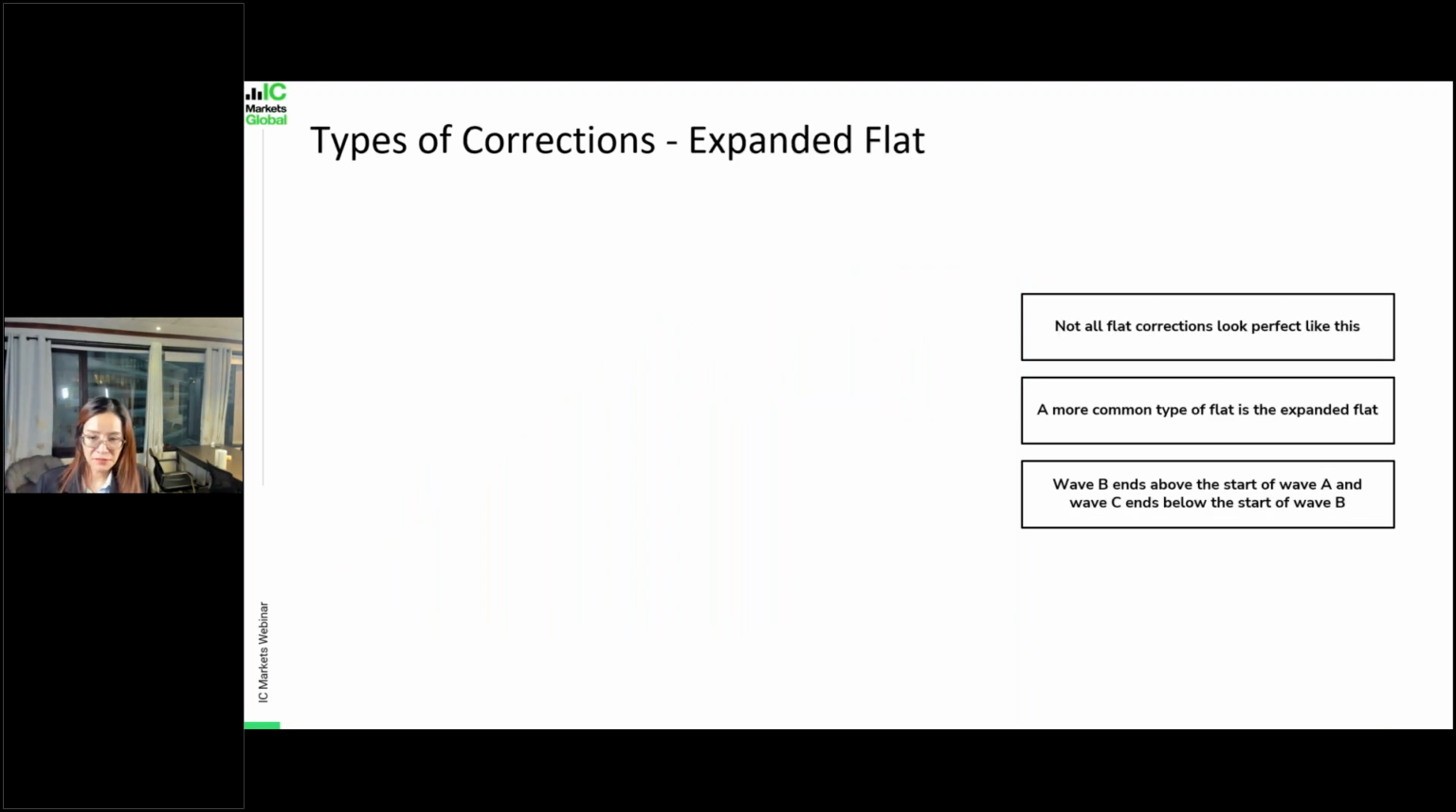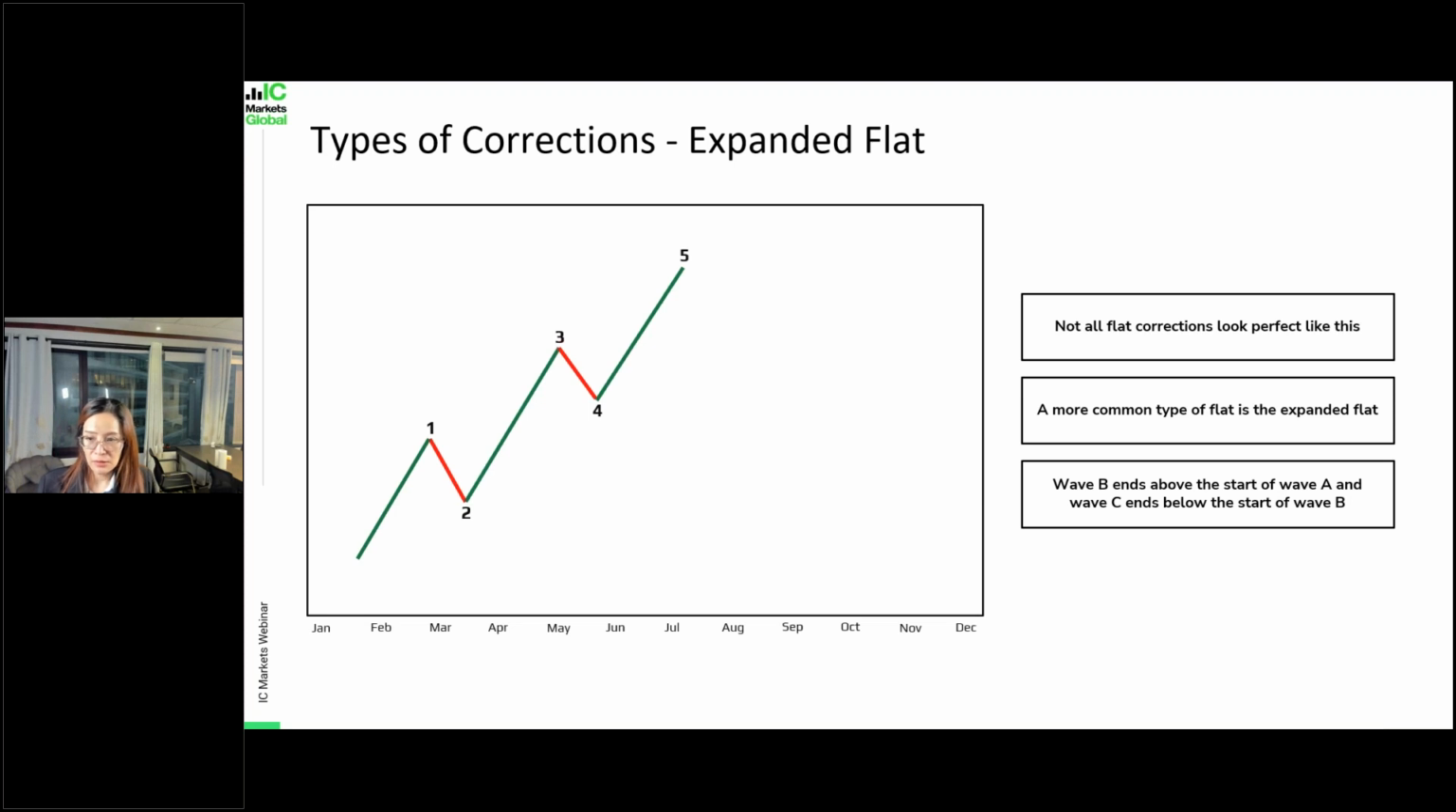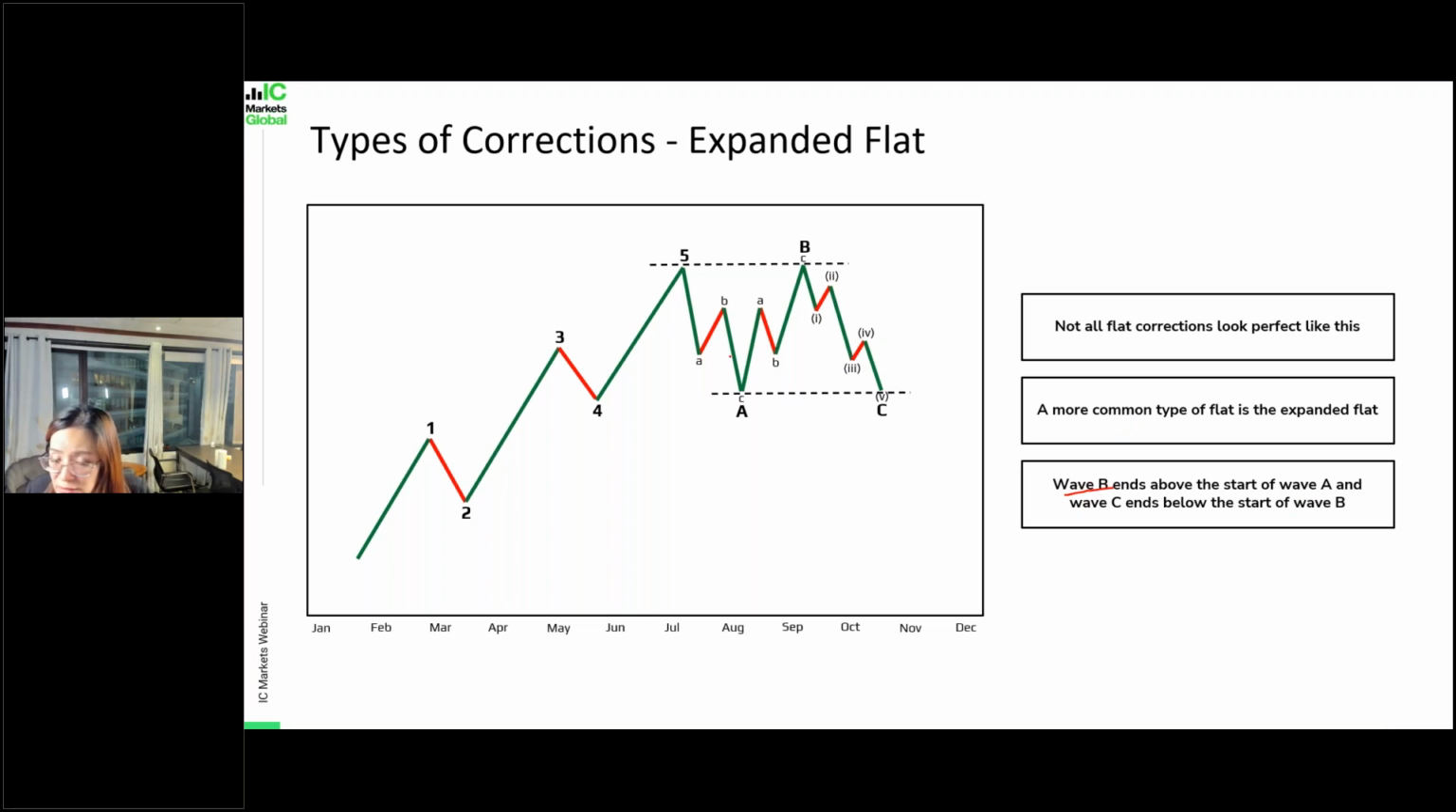And expanded flat, what does this mean? Actually, if you look at the chart, it does not really look perfect like this. This is just for example. What does this mean? The common type of expanded flat is where wave B ends above the start of wave A, and wave C ends below the start of wave B.